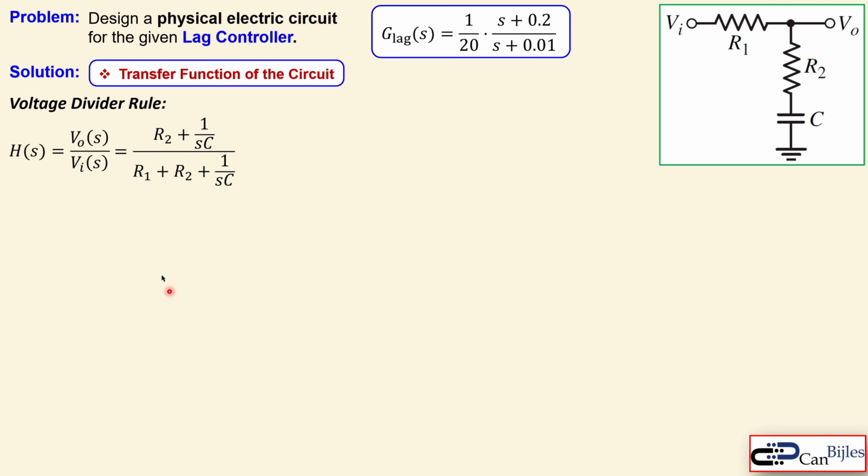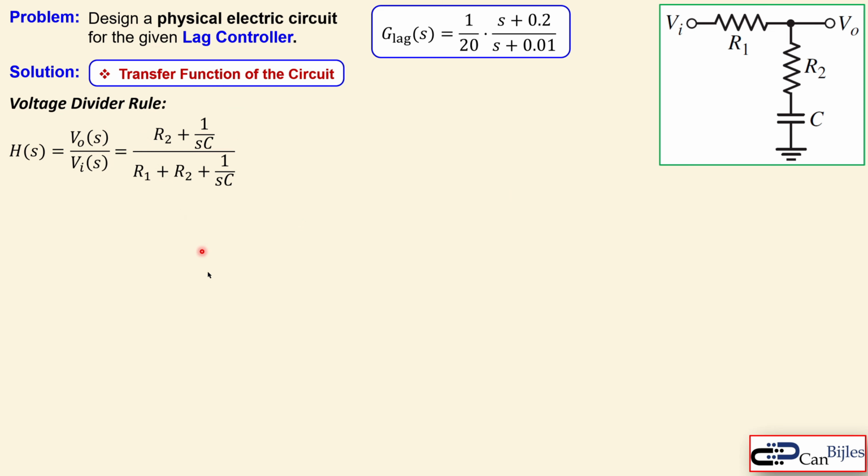So we can say the VO over VI is actually the impedance seen by the output node divided by the impedance seen by the input node. That's shown here. So that is the impedance, the numerator, seen by the output node divided by the impedance seen by the input node. Now the capacitor has a reactance that is 1 over SC. And then you have R1 plus R2 plus the reactance, and the other one is R2 plus the reactance.